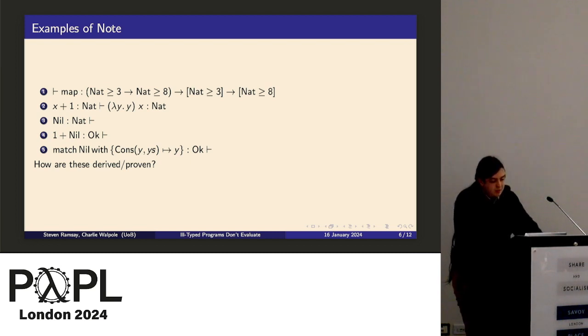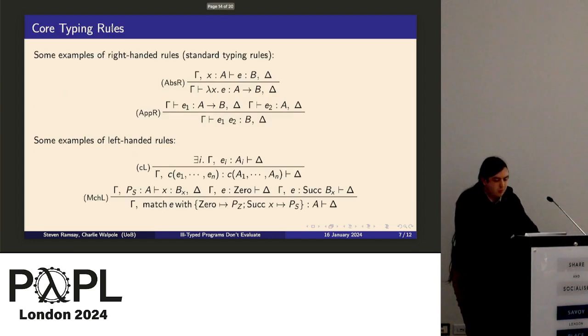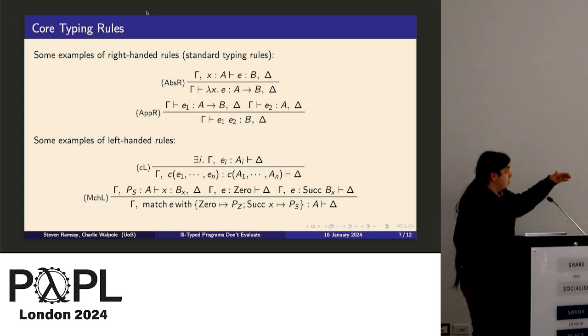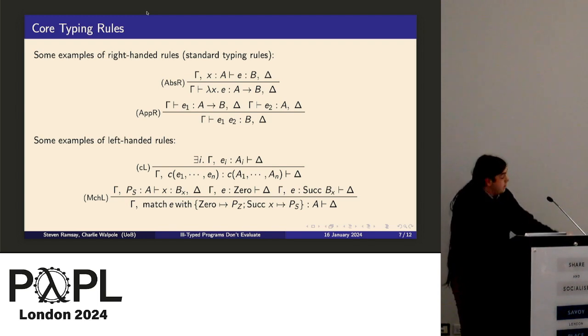But how do we derive or prove these judgments? Well, as usual, we use typing rules. The typing rules at the top are standard typing rules that you can look up in just about any lambda calculus textbook. But we've sprinkled some deltas on the right-hand side, which are simply the typings on the right that you aren't interested in for this particular instantiation of the rule.